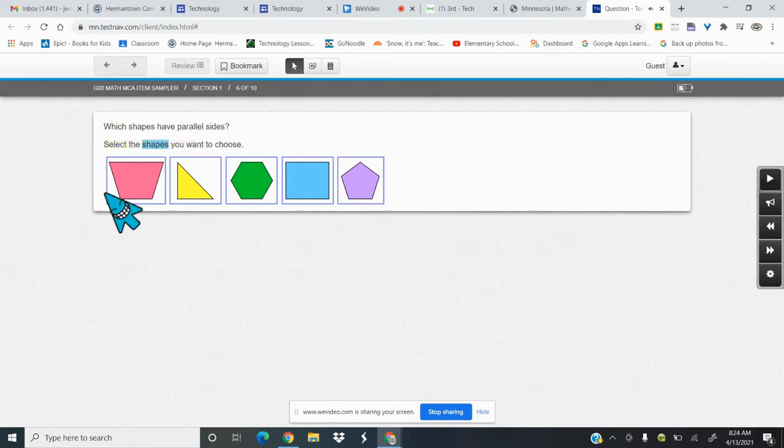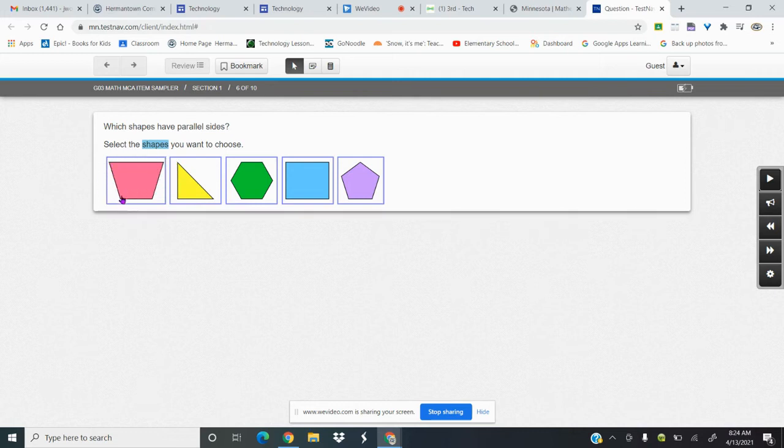So parallel sides are sides that are equal distance to each other and they go on forever, right? So if this line was to go on forever and this line at the top was to go on forever, they would never touch each other. They would never cross. So that would be parallel.